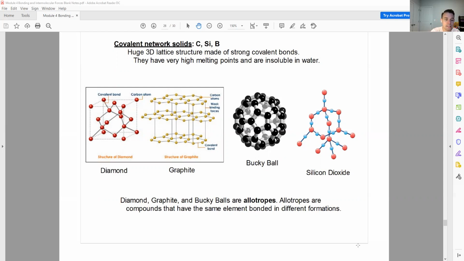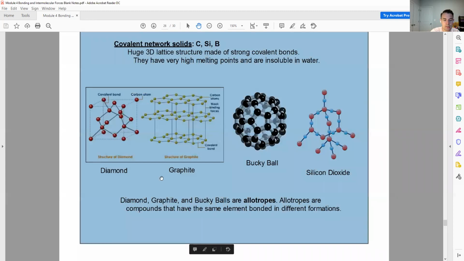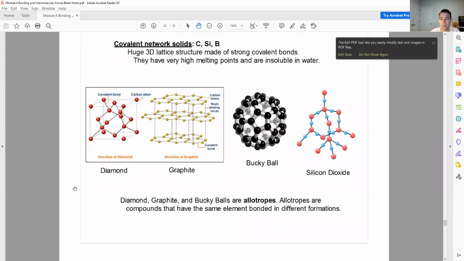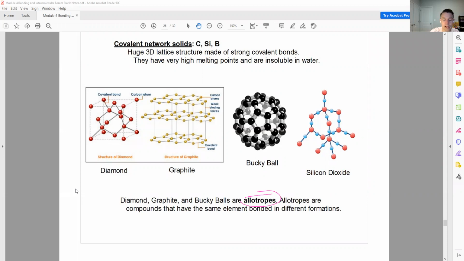So this one's diamond, graphite, and a buckyball. Buckyball is 60 carbons that are bonded together to give you that structure. So those are all carbon bonded in different lattice structures. That's known as an allotrope. So compounds that have the same element but is bonded in different formations. So diamond, graphite, buckyball, nothing but carbon, just bonded differently.